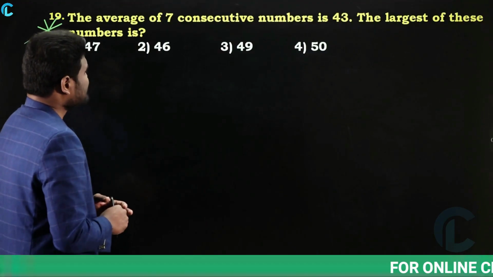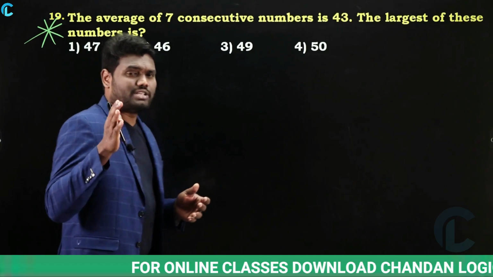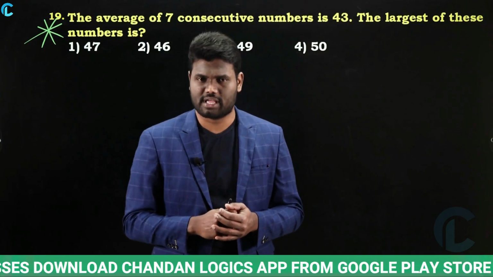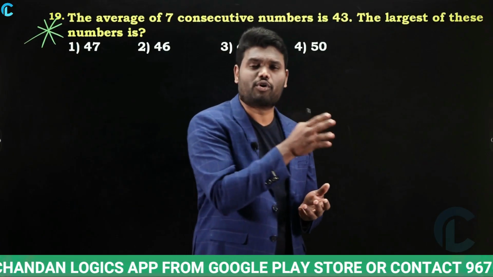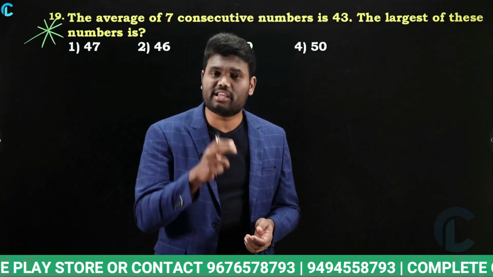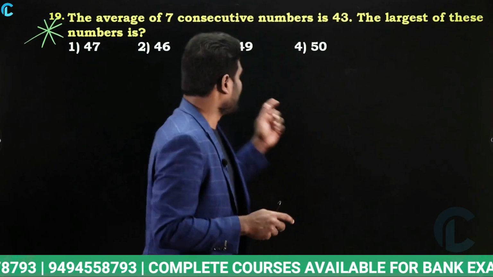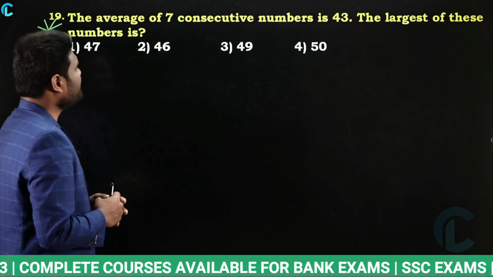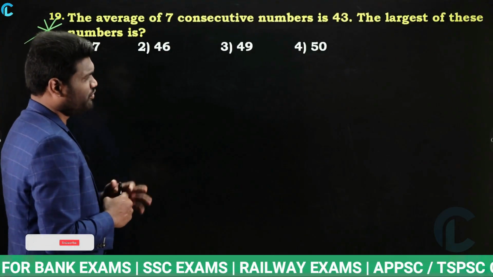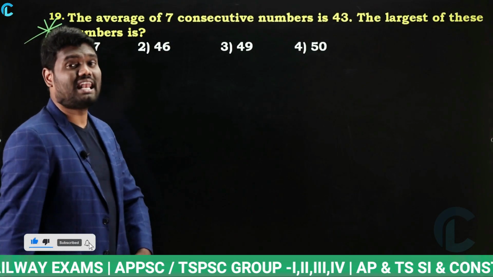The average of 7 consecutive numbers. 7 consecutive numbers means numbers which come in the same order. Those are nothing but 7 consecutive numbers. For example, 1, 2, 3, 4, 5 are nothing but 5 consecutive numbers. Or else 22, 23, 24, 25, 26 are also consecutive numbers. Okay. Now the question is saying the average of 7 consecutive numbers is 43, and you are asked to find the largest of these numbers.